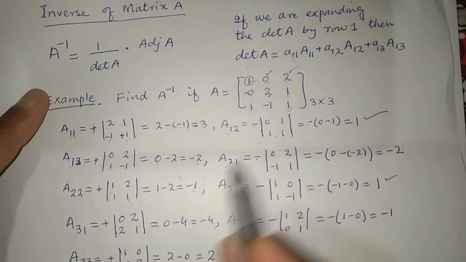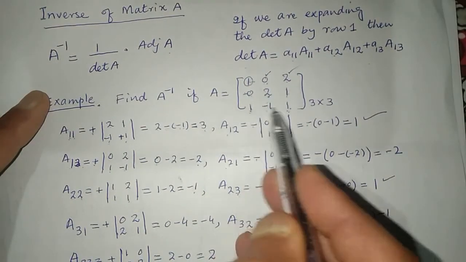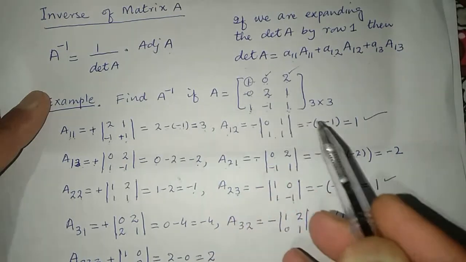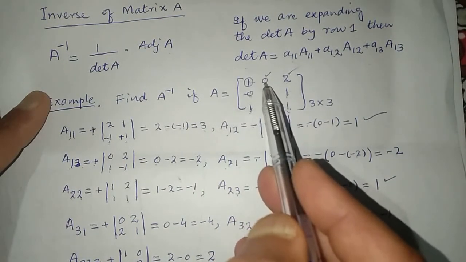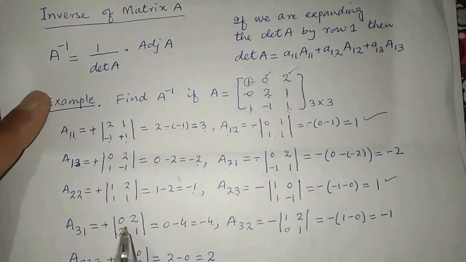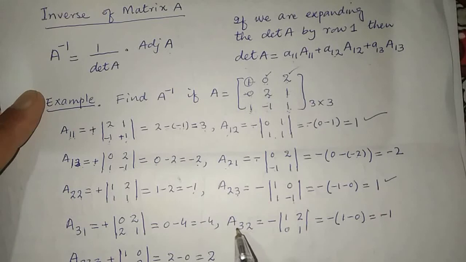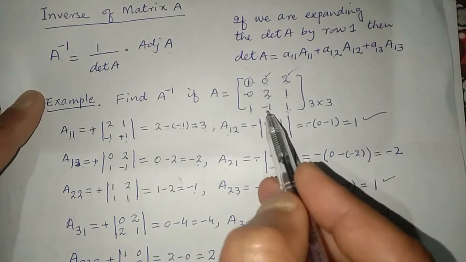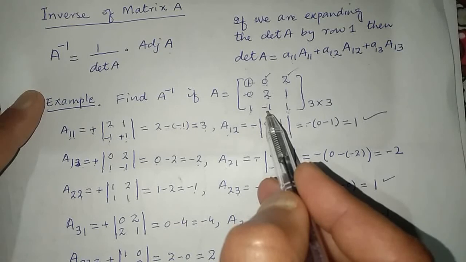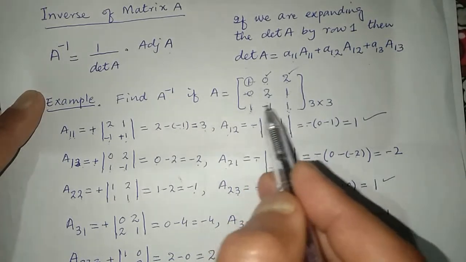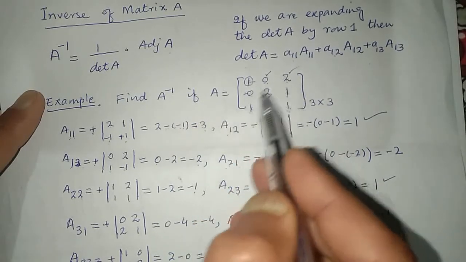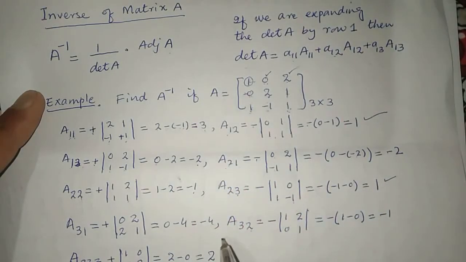Now A31 with respect to this element, the row and the column having this element are hidden, and then 0, 2, 2, 1 are put in this matrix, and plus sign is placed over here because 3 plus 1 is 4. Now A32 with respect to this element A32, this column and this row are hidden, then 1, 2 and 0, 1, and minus sign is put over here because 3 plus 2 is 5, which is odd.